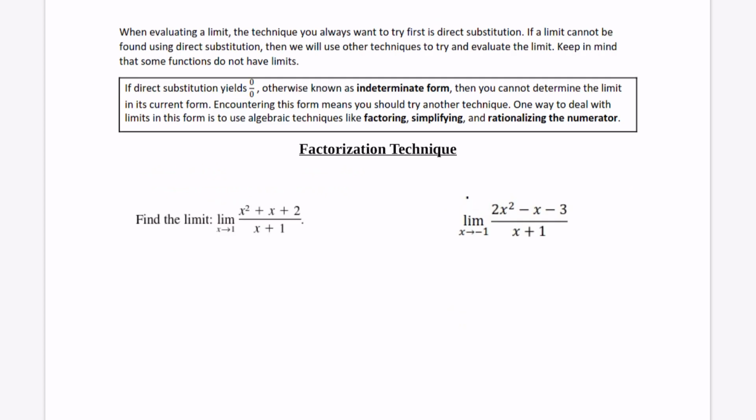So the next method we are going to look at is the method of factorization. So we say when evaluating a limit, the technique you always want to try first is direct substitution.